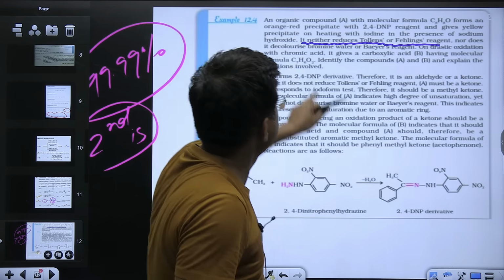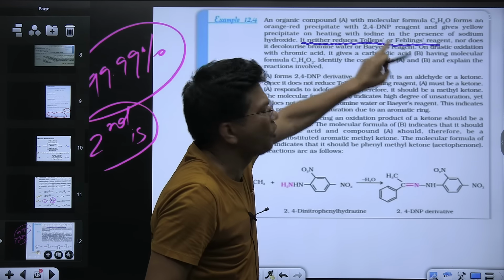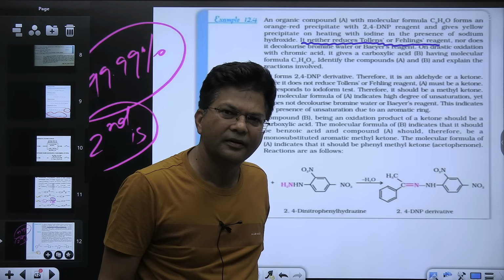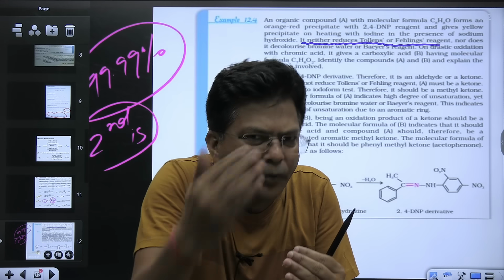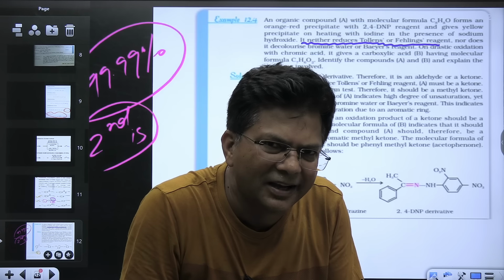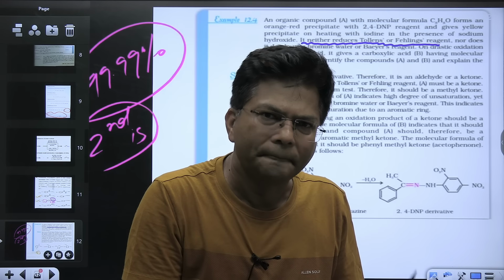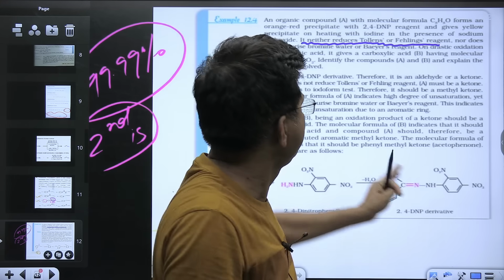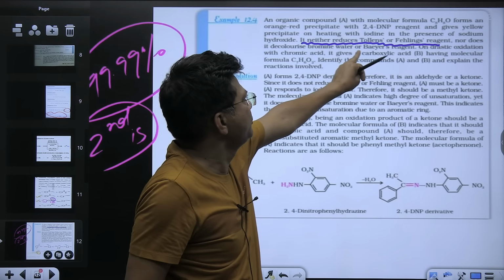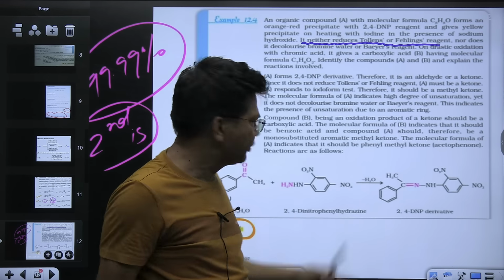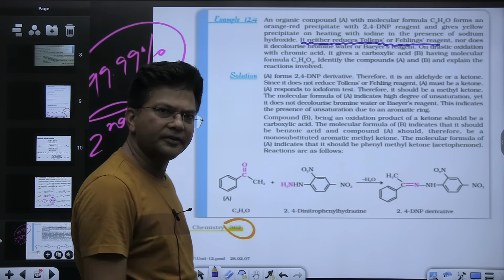Some people are saying they have taken this question from the NCERT. But NCERT says it neither reduces Tollens nor Fehling's reagent. Tollens reagent reacts with both aliphatic as well as aromatic aldehydes. Fehling's only reacts with aliphatic aldehydes, not aromatic aldehydes, but they have written clearly in this question that it neither reduces Tollens nor Fehling's reagent. So definitely this ketone is the answer.